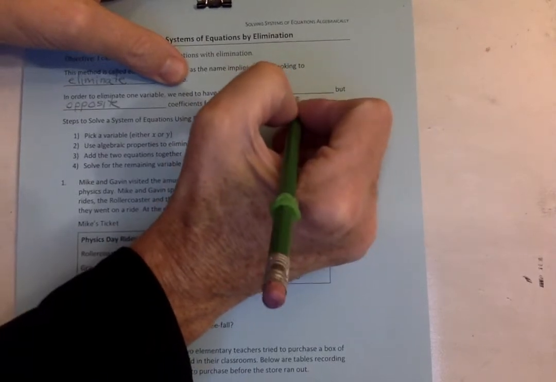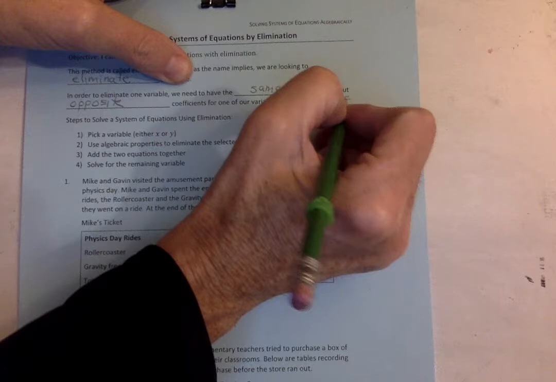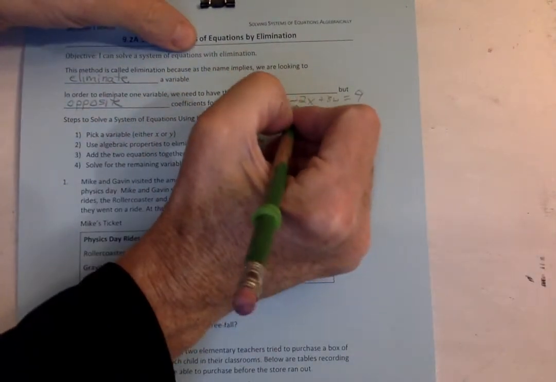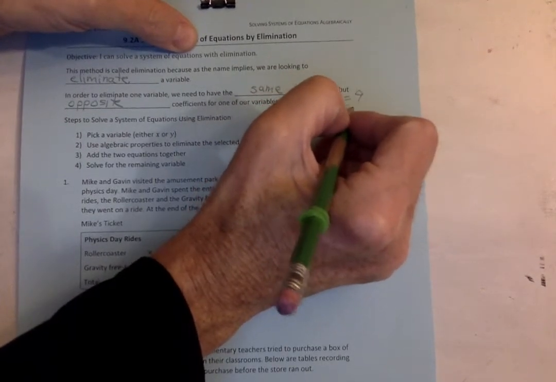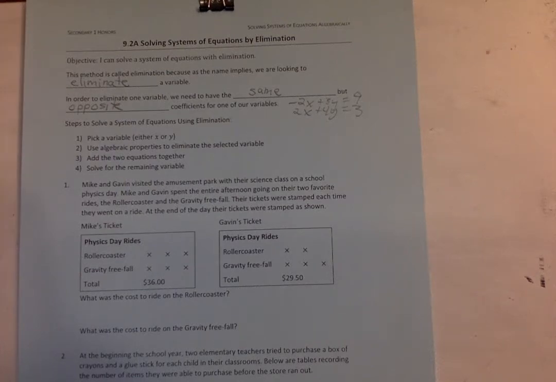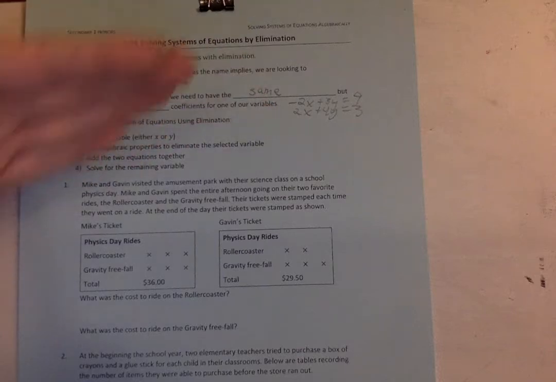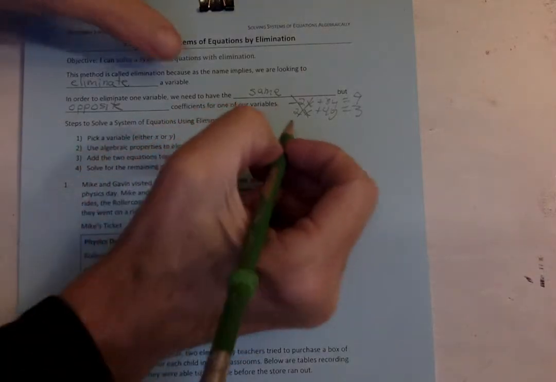For example, one might have negative 2x plus 3y equals 9. We would look to try and find something that might have 2x plus 4y equals 3. Something like that, we would add the two. See, we're looking to get negative 2x and positive 2x so that when we add them together, those will be eliminated.